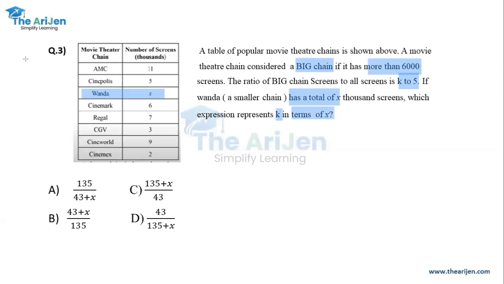Okay, so first of all, let us see which big chains are there, because you have seen that if more than 6,000 screens are there, then it is a big chain. So you cannot consider 6 actually, because it is more than 6,000. So directly you will consider here AMC, which is 11, then Regal, which is 7, and Cineworld, which is 9. On totaling all these three values, you will get the big screens: 11 plus 7 is 18, and 9 more is 27.